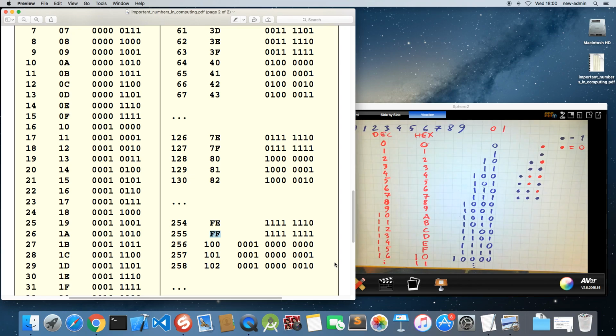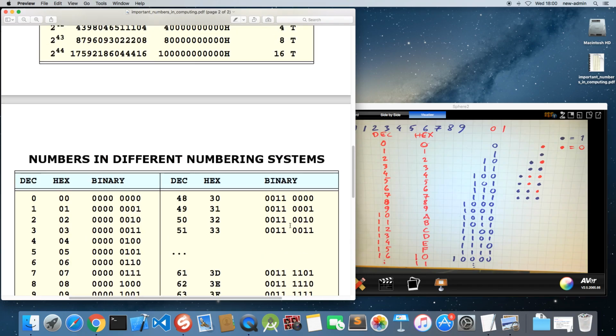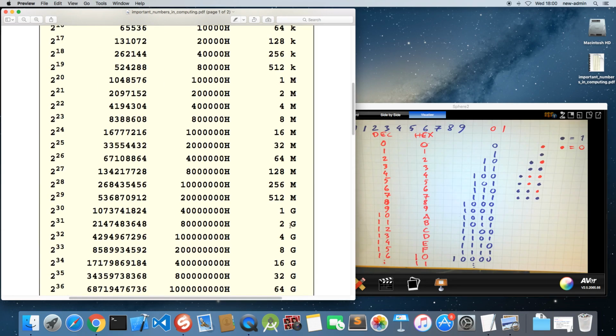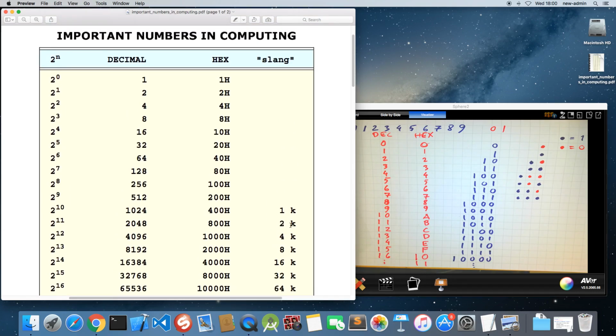So that is the reason why hexadecimal numbers are very common in the computer world, and it is quite important that you master those numbers if you want to become a computer programmer, for instance. On these pages I also have this kind of table here: important numbers in computing.